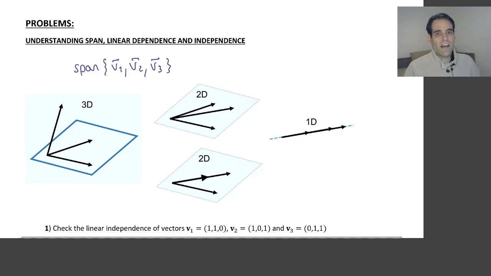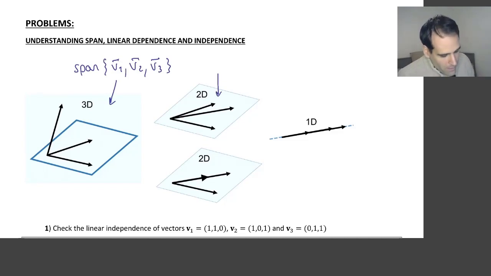So either the vectors are linearly independent, which means that they are all pointing in different directions, and they span a 3-dimensional space. So you could say that 2 of them are in a plane, and the third one is outside of that plane. Or maybe the 3 of them are in the same plane. And this means that they are not linearly independent, and they would span a 2-dimensional space.